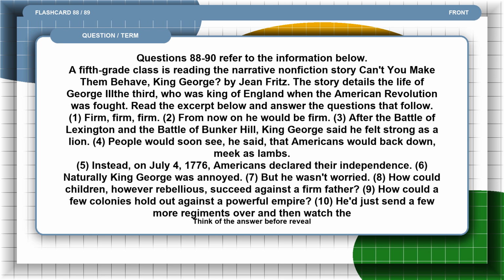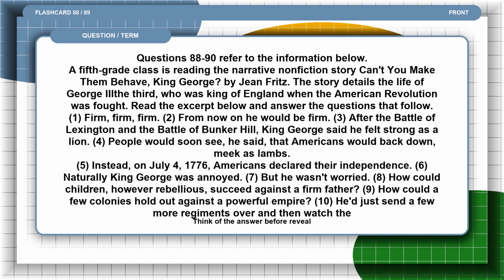1. Firm. 2. From now on he would be firm. 3. After the Battle of Lexington and the Battle of Bunker Hill, King George said he felt strong as a lion. 4. People would soon see, he said, that Americans would back down, meek as lambs. 5. Instead, on July 4, 1776, Americans declared their independence.